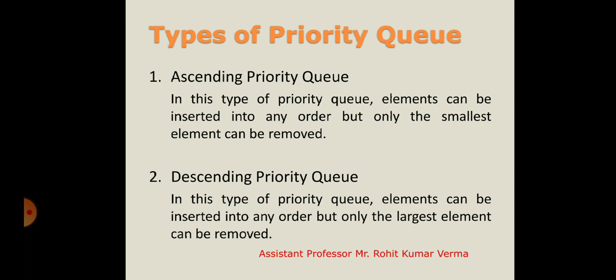Second thing we have is the descending priority queue. In case of descending priority queue, the elements are inserted in any order, but the largest element can be removed first. So there is a basic difference between ascending and descending. Insertion is random in both, but in case of ascending, first of all the smallest element is removed, while in case of descending, first of all the largest element is removed. I think this is clear.